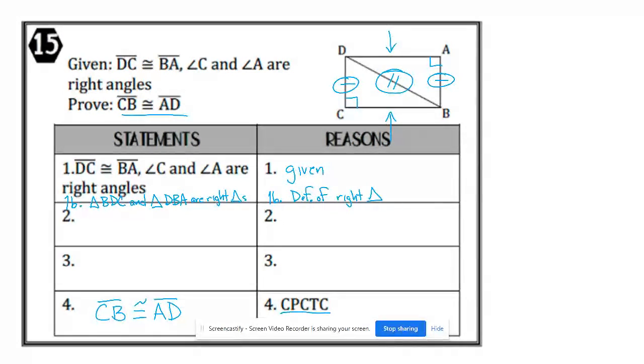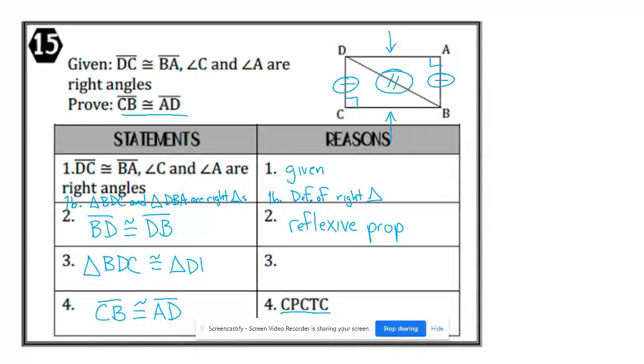So the first thing we need to do before we get ahead of ourselves is we marked this side in the middle, so we're going to need to put that down. We're going to say that BD is congruent to DB because of reflexive property. Anything is congruent to itself. So that's important to get that down there. And then we can say, like I was talking about, now those two triangles with all that stuff marked have to be congruent because of hypotenuse leg. So triangle BDC and triangle DBA. And I'll just write HL for hypotenuse leg.